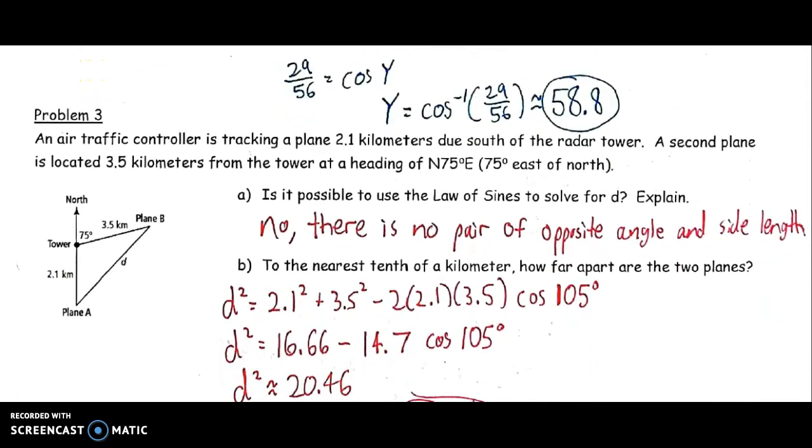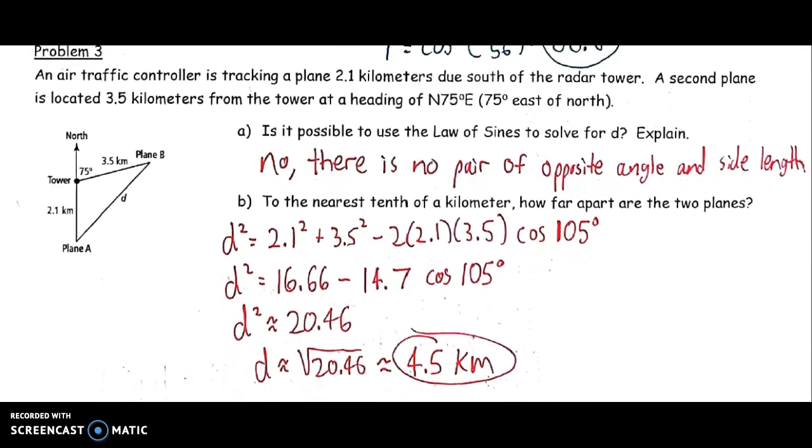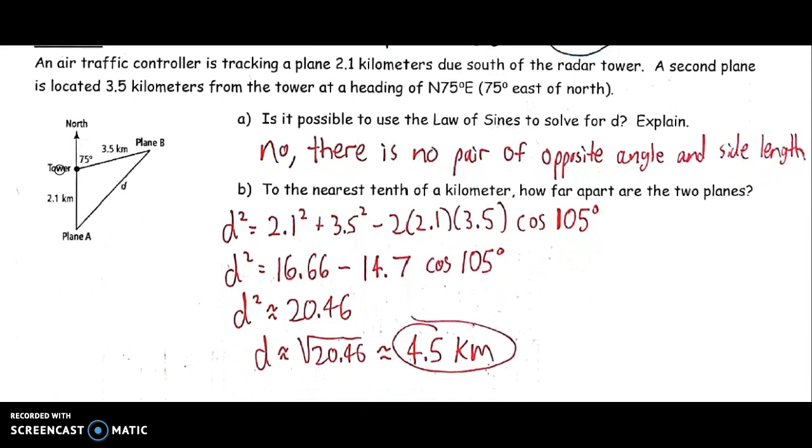This is also getting into why we don't use law of sines in these situations. So you have the figure drawn. I'm not going to read through the question too much because it's there for you. You guys can read that. But the first question is, is it possible to use the law of sines to solve for this missing side d? We want to find the distance between those two planes.